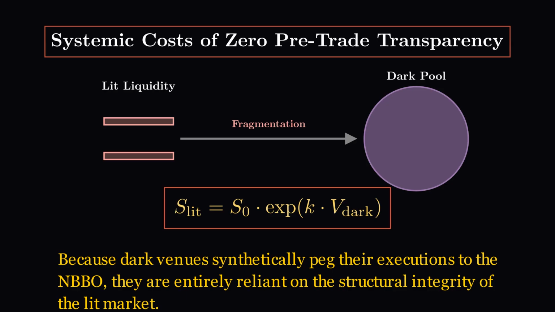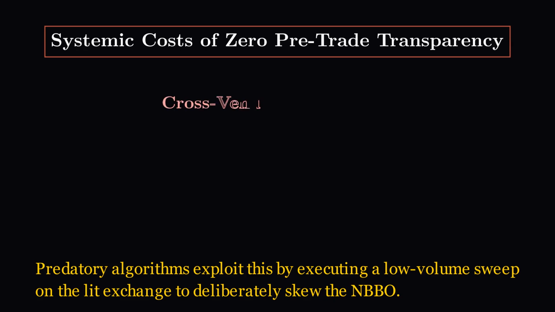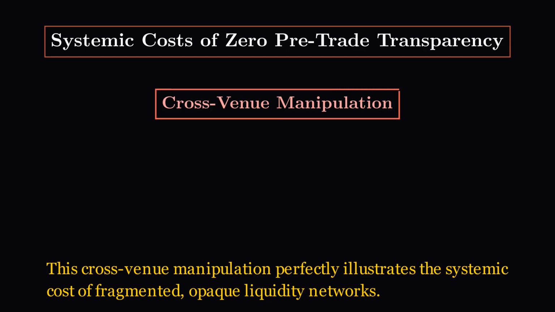lit market. If the lit order book becomes too thin, a single aggressive high-frequency sweep can artificially manipulate the midpoint price. Predatory algorithms exploit this by executing a low-volume sweep on the lit exchange to deliberately skew the NBBO. Simultaneously, they fire massive ping orders into the dark pool, capturing the displaced midpoint before the institutional peg can adjust. This cross-venue manipulation perfectly illustrates the systemic cost of fragmented, opaque liquidity networks.